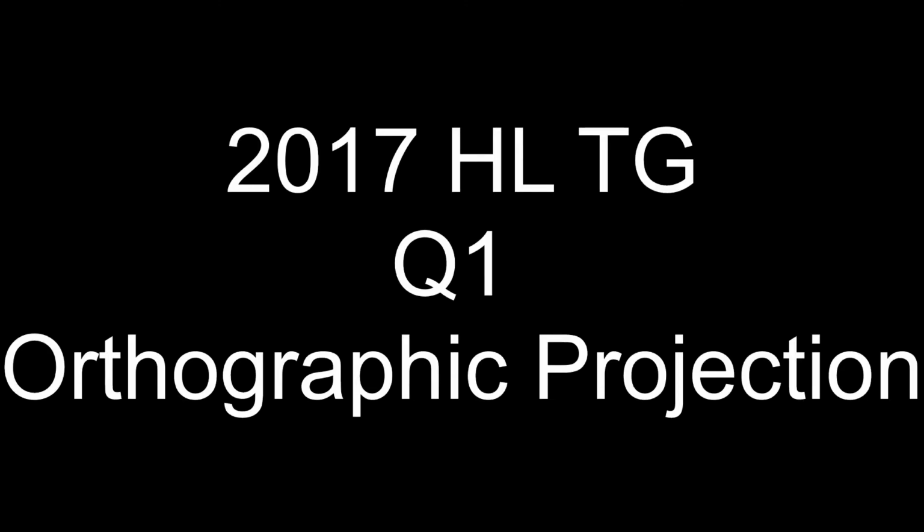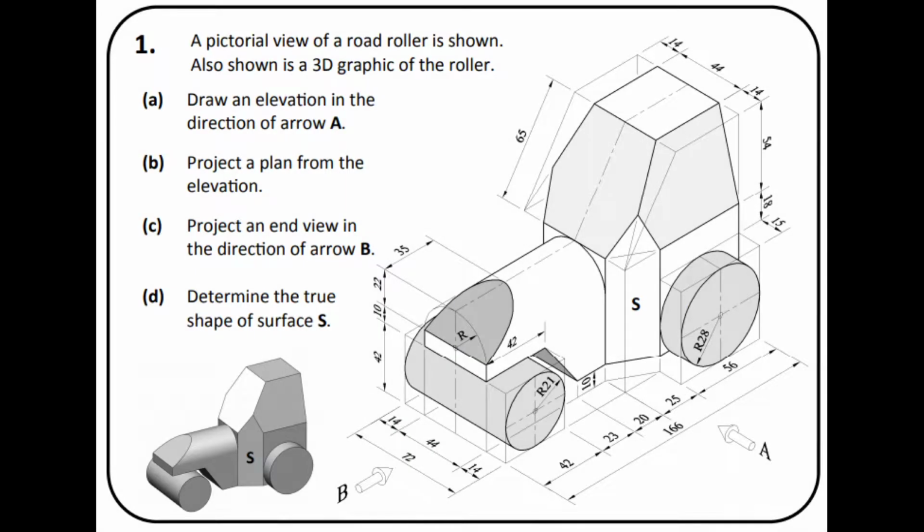2017 higher level question 1, orthographic projection. Question is: pictorial view of a road roller is shown, also shown as a 3D graphic of the roller. Draw an elevation in the direction of arrow A, project a plan from the elevation, project an end view in the direction of arrow B, and final part of this question, determine the true shape of the surface S.